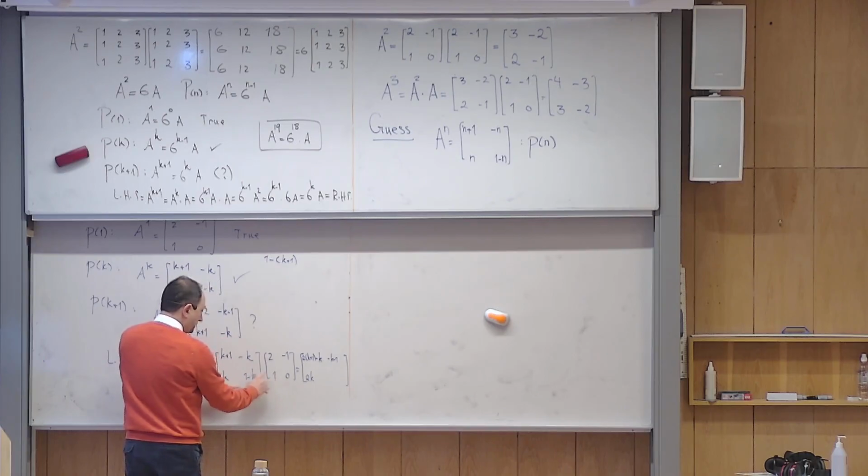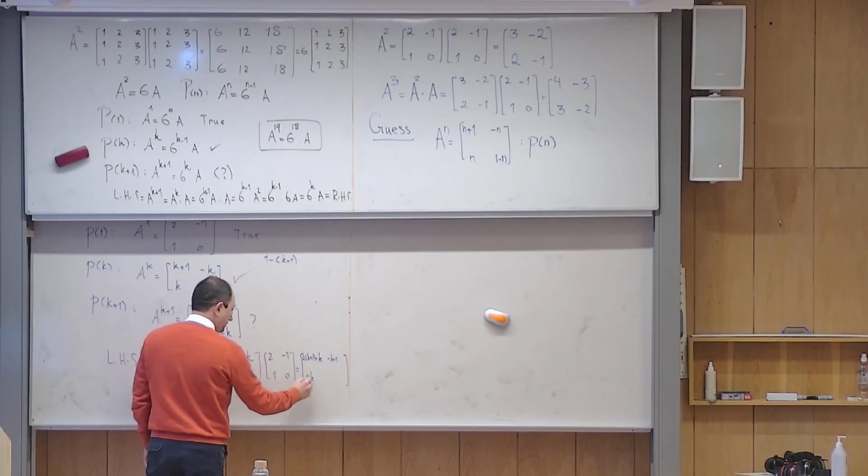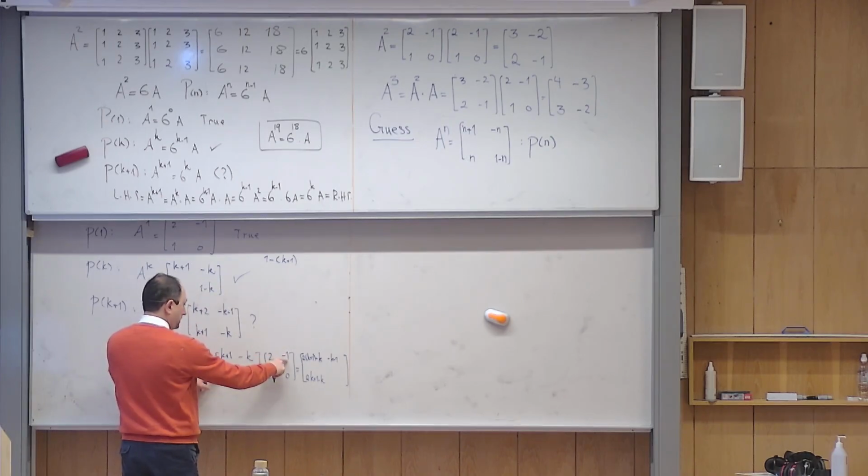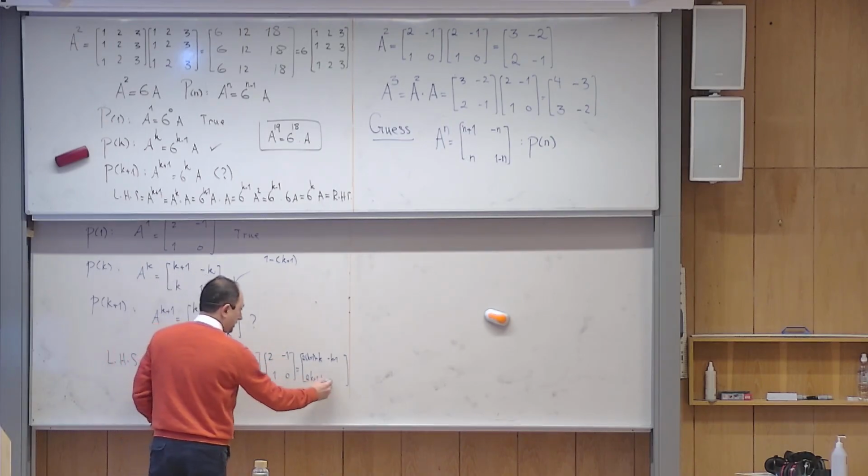And then I have to multiply 1 by this and add it to the previous. So this becomes 1 minus k. And then this goes here, it's minus k. This is 0, so it's minus k.